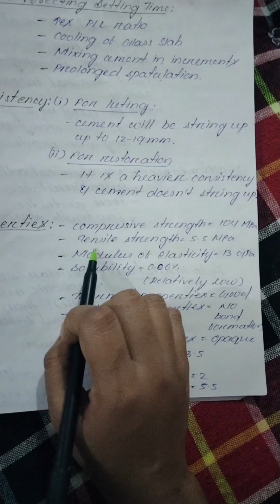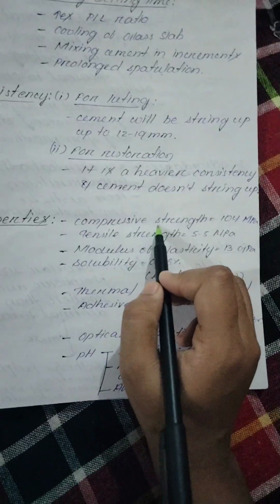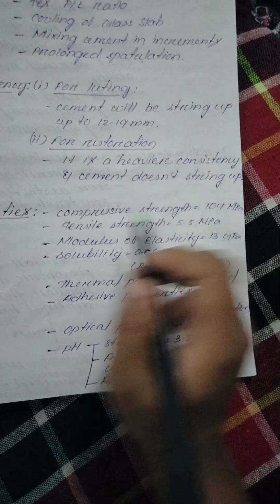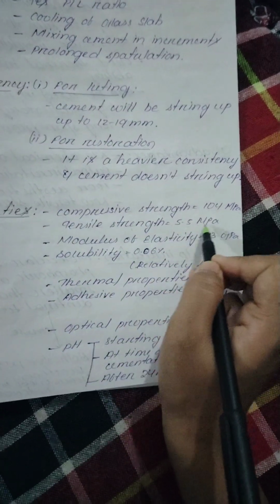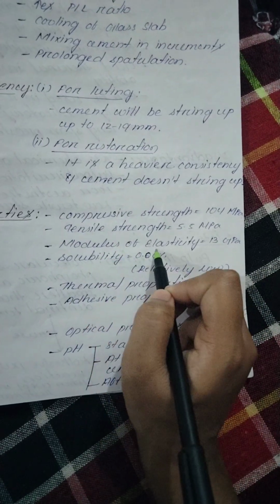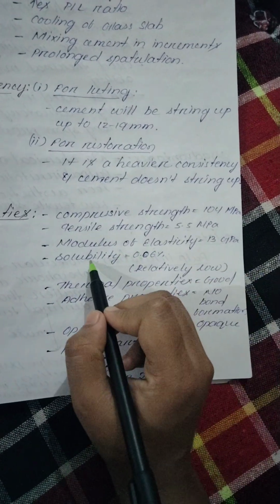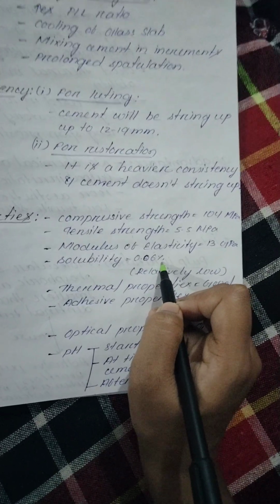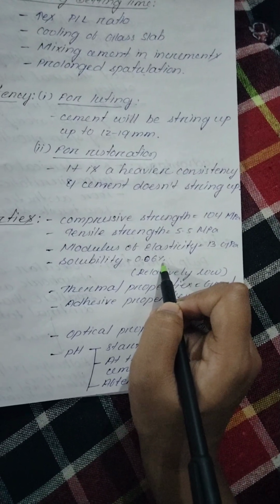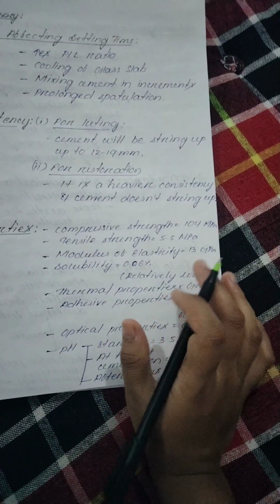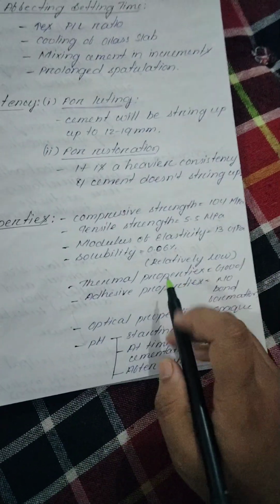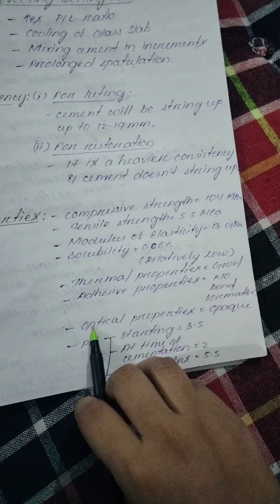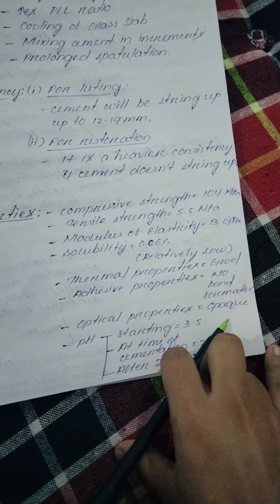Properties of zinc phosphate. Compressive strength 104 MPa. Tensile strength 5.5 MPa. Modulus of elasticity 13 GPa. Solubility 0.06%, a relatively low solubility rate. Thermal properties are good. It is an exothermic reaction. Adhesive properties: no bond formation. Optical properties: opaque.